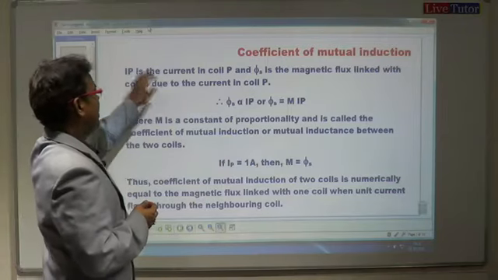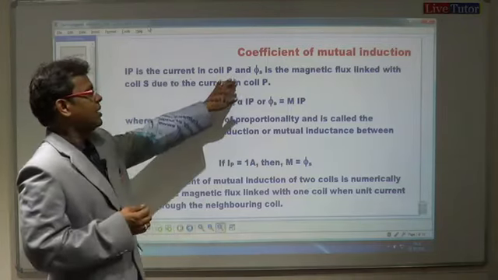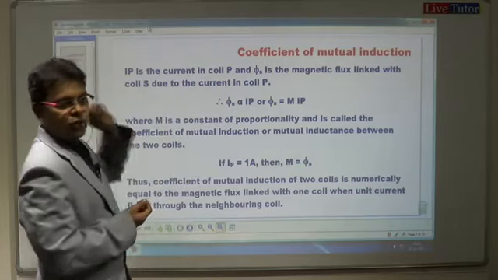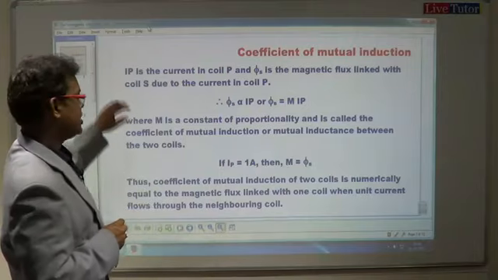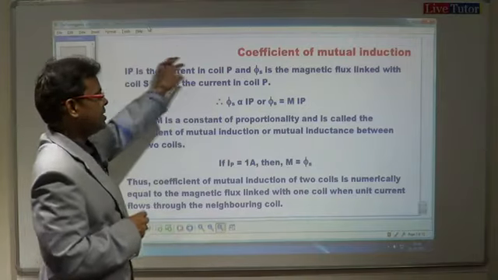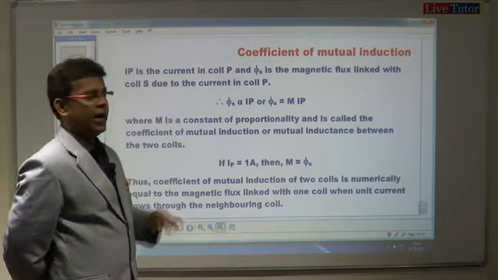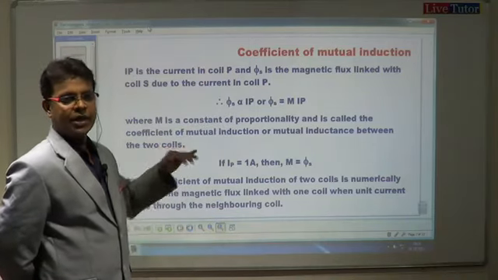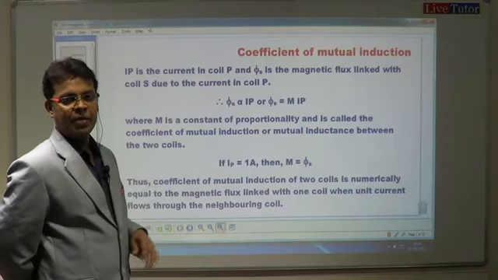Suppose I is the current in the coil, that is IP னு வெச்சுக்கிறோம். Primary coil அப்படினு சொல்றதுனால we call it as IP, right? IP is the current in the primary coil and phi is the magnetic flux linked with the coil, secondary coil, due to the change in the current in the primary coil.